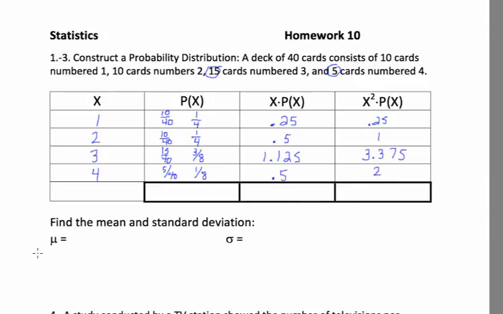To find the mean and standard deviation, go to your green formula sheet, find the section for chapter 5, and find probability distribution. Mean of a probability distribution is the sum of the XPX column. Standard deviation for a probability distribution is this formula.